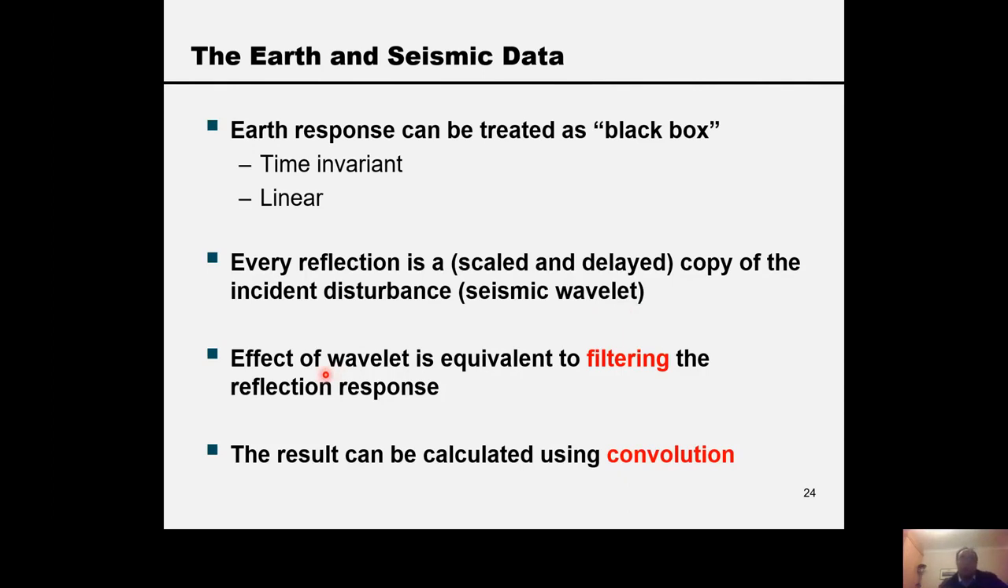Ideally, we should record the reflectivities, right? However, we couldn't. What we actually acquire from the field is the wavelet. So the effective wavelet is equivalent to filtering the reflectivities, filtering the spikes. And based on superposition, the result can be calculated using convolution. Convolution means the seismic wavelet is convolved with a series of subsurface reflectivities.